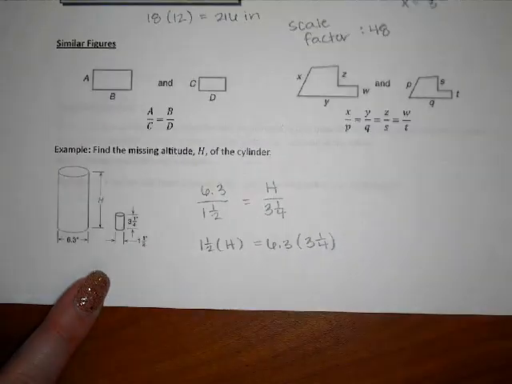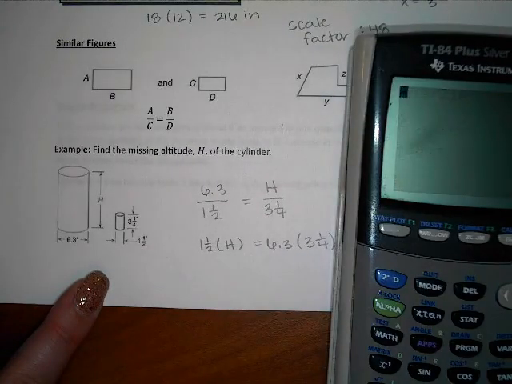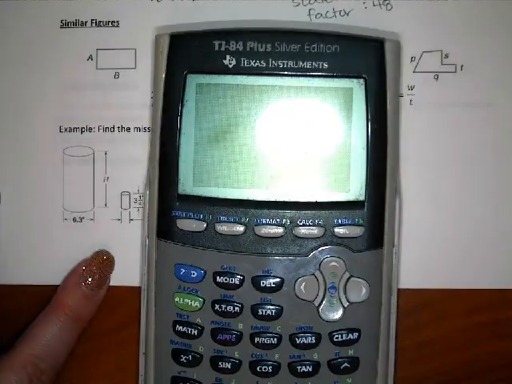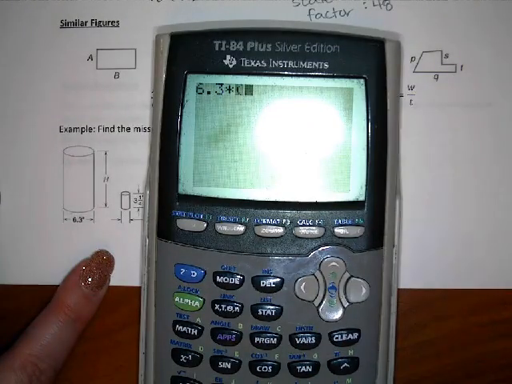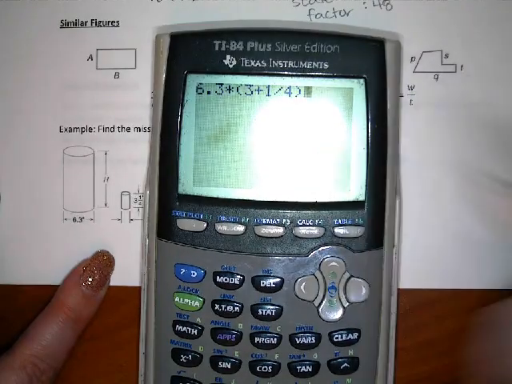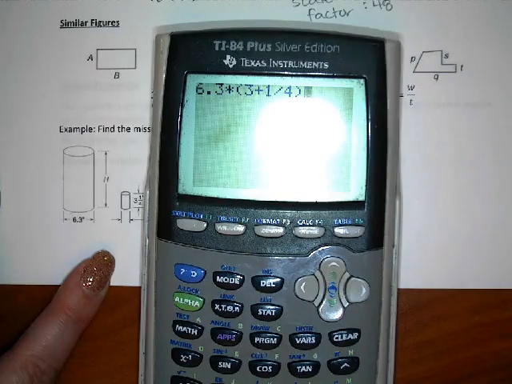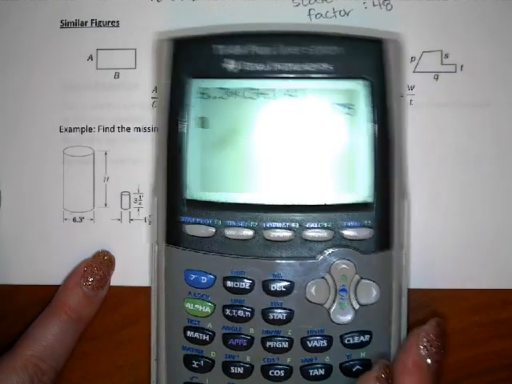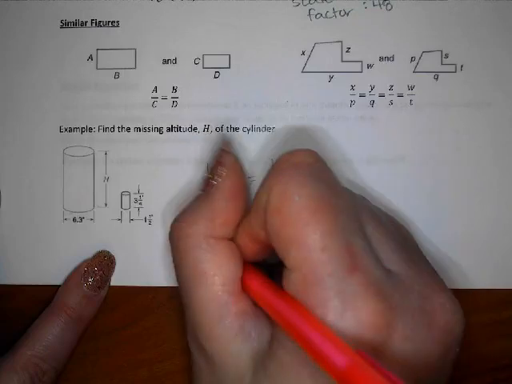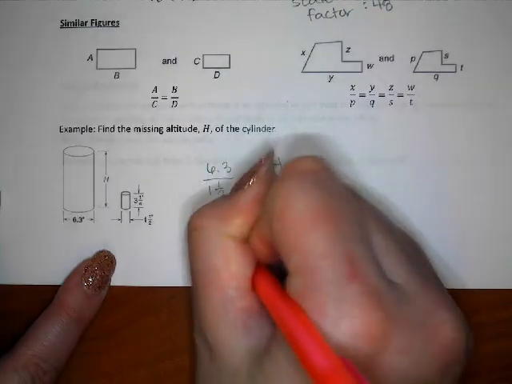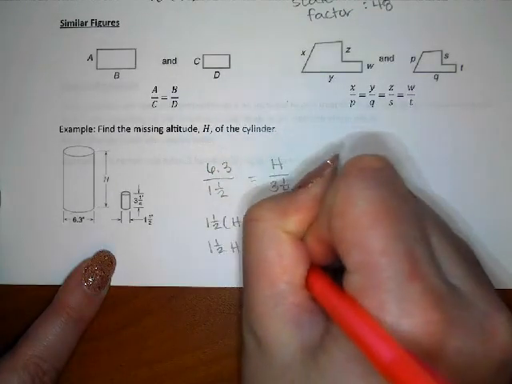And when you multiply this, we have a couple different ways to multiply it. I'm going to do 6.3 times 3 plus 1/4. A lot of you probably know that 1/4 is 0.25, but if you don't, this is probably the quickest way to type it in. 20.475. So 1.5 times H is 20.475.